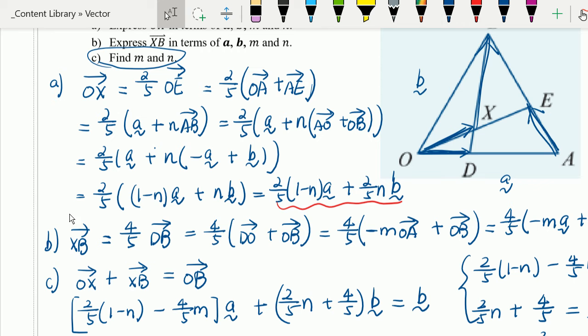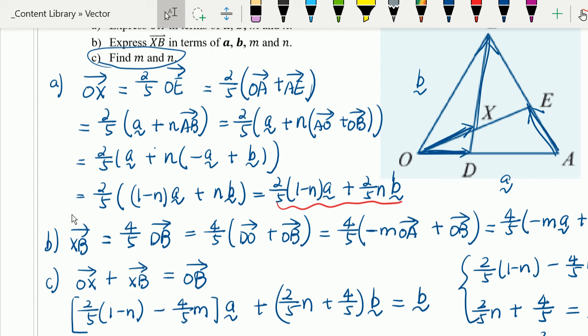We have 2/5 (1 minus n) minus 4/5 m A. That's how many A we have in both. And then how many B do we have? 2/5 n plus 4/5 B. We have that many B. And this must equal 1B. So we can have two simultaneous equations.